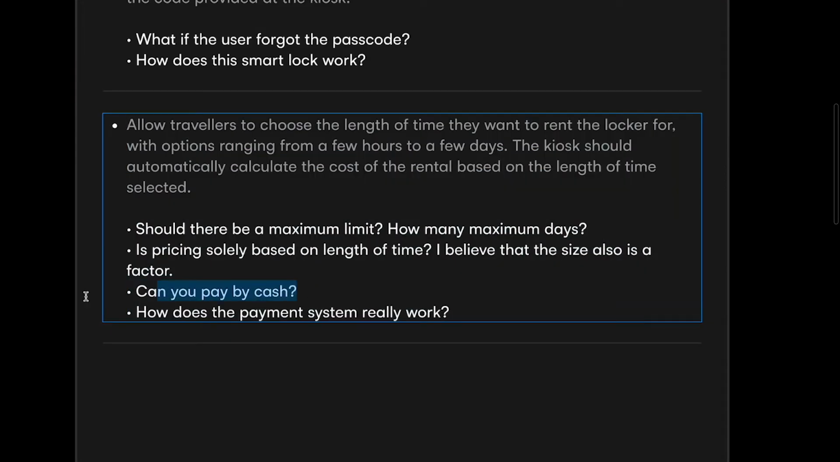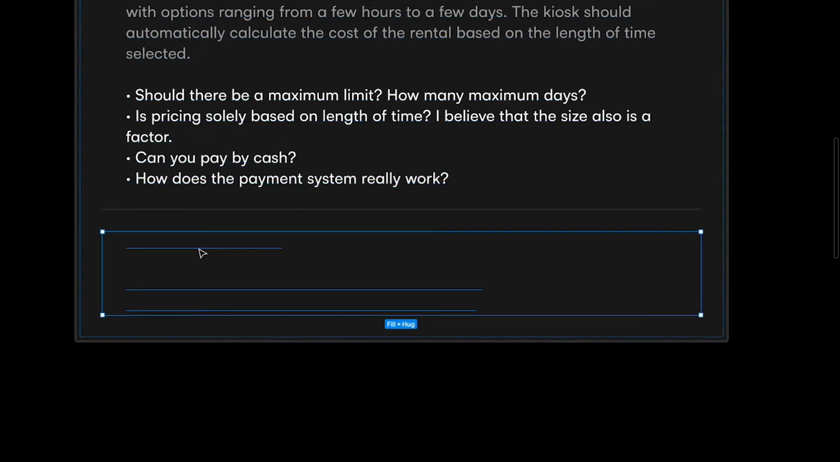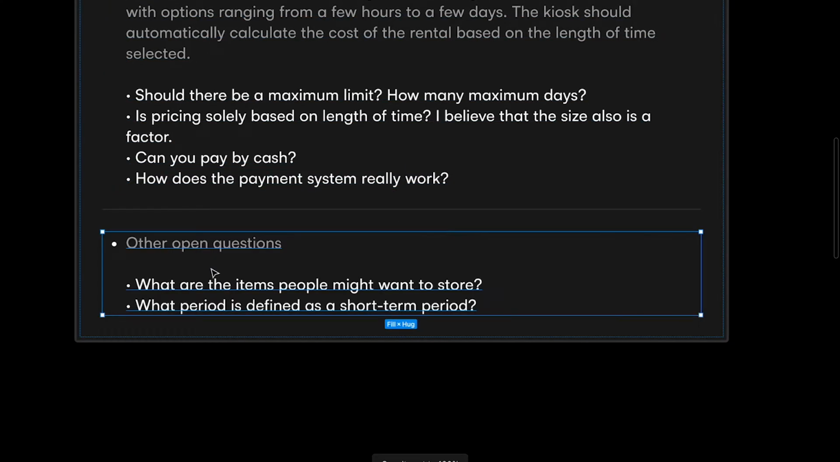Then can you pay by cash, right? I don't know, can you pay by cash or not? Because sometimes maybe you don't have your phone, you don't have your debit card, credit card, maybe whatever it is, right? Sometimes you might want to pay with cash, right? Can you really pay with cash, right? How does the payment system really work, all right? So all of these questions are still not answered over here. And then finally, we have other open questions, like, what are the items that people might want to store, right?